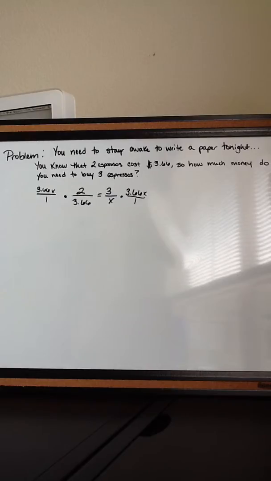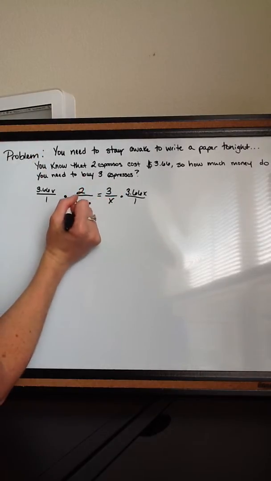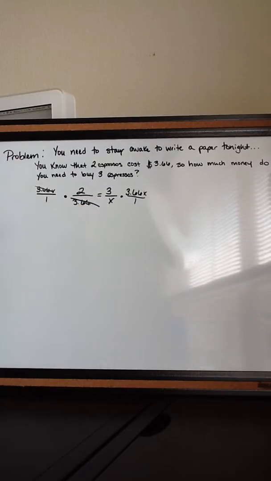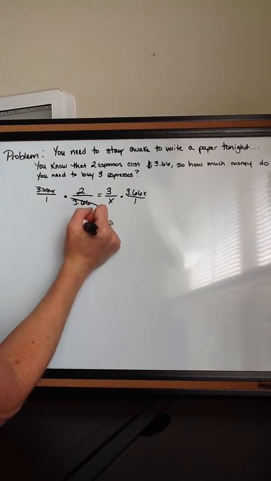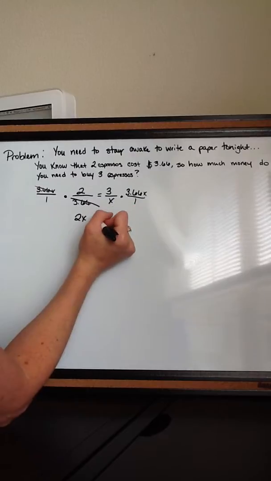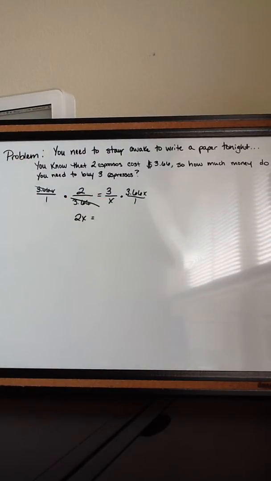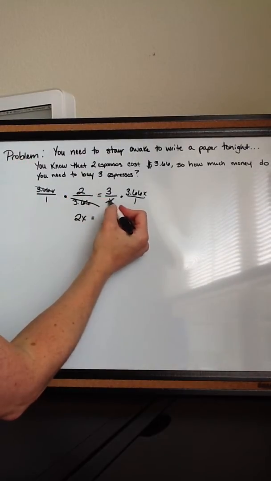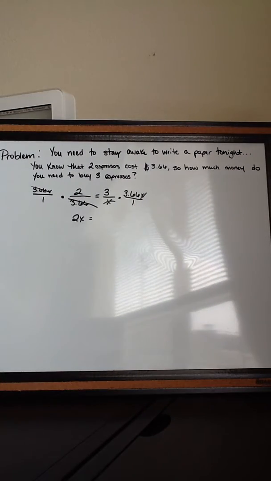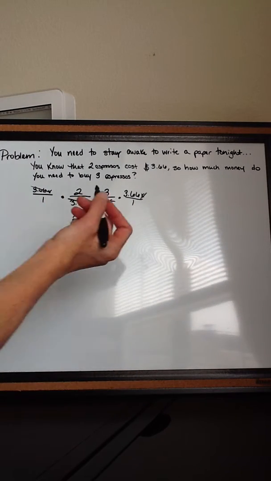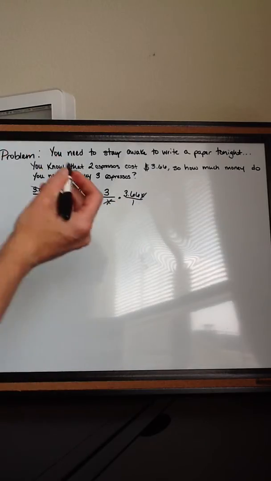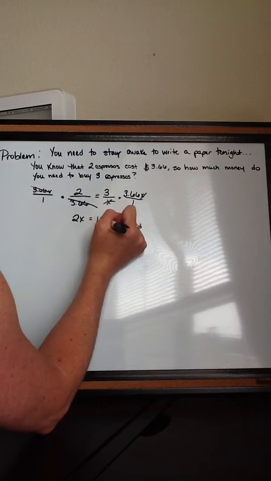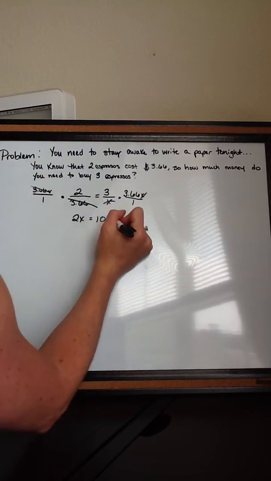So now what happens is, on the left-hand side of the equation, these two numbers cancel out, which leaves you with x times 2 over 1, which is the same as 2x, equals, now on the right side of the equation, the x's cancel out. Okay, so 3 times 3.66 would equal 10.98.